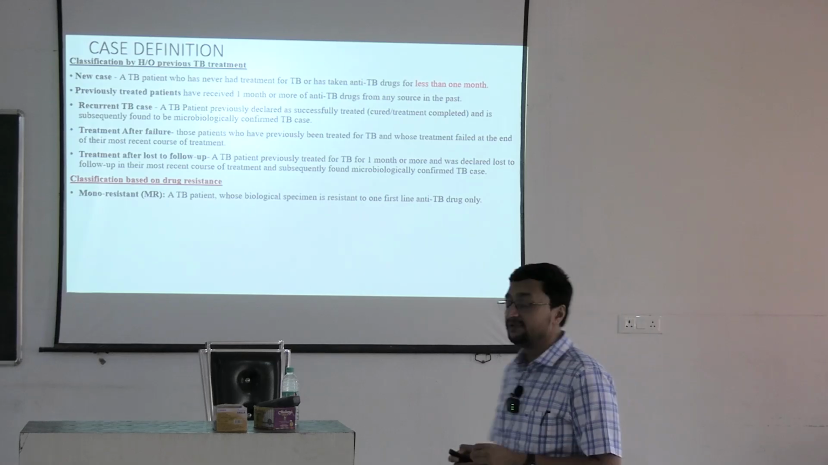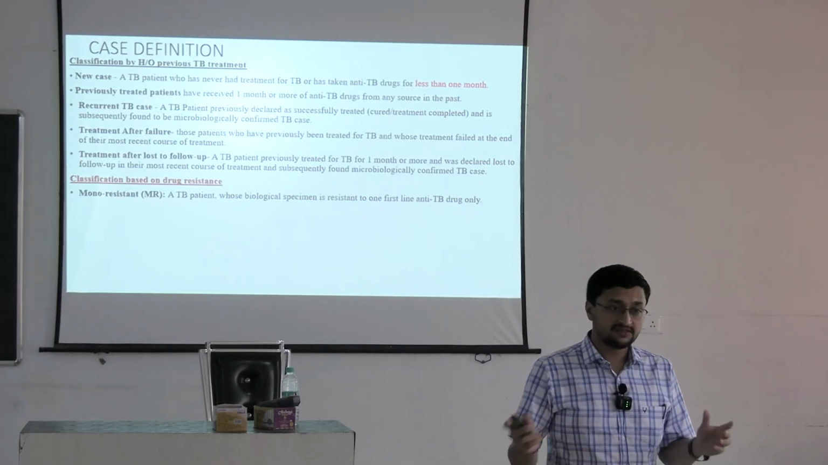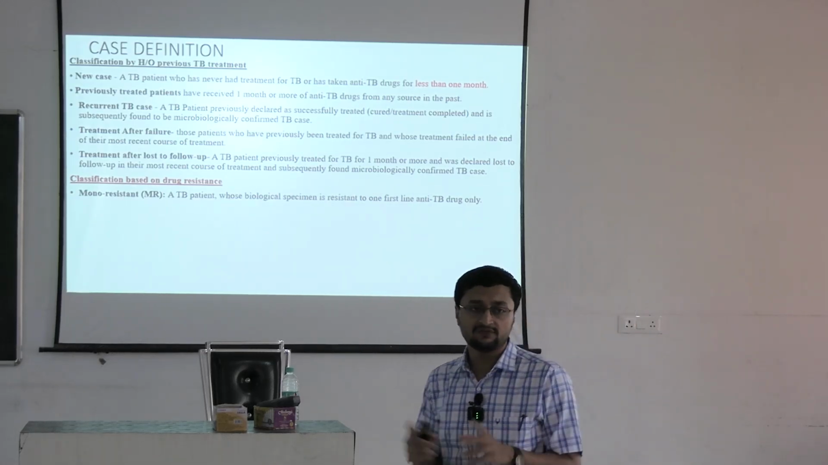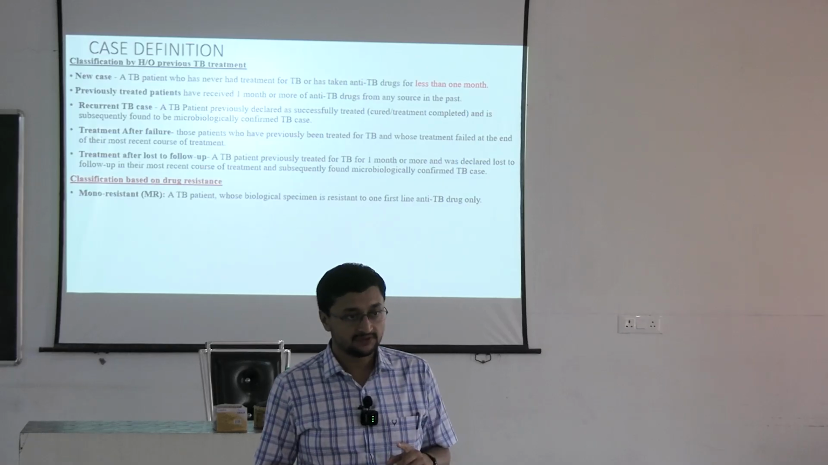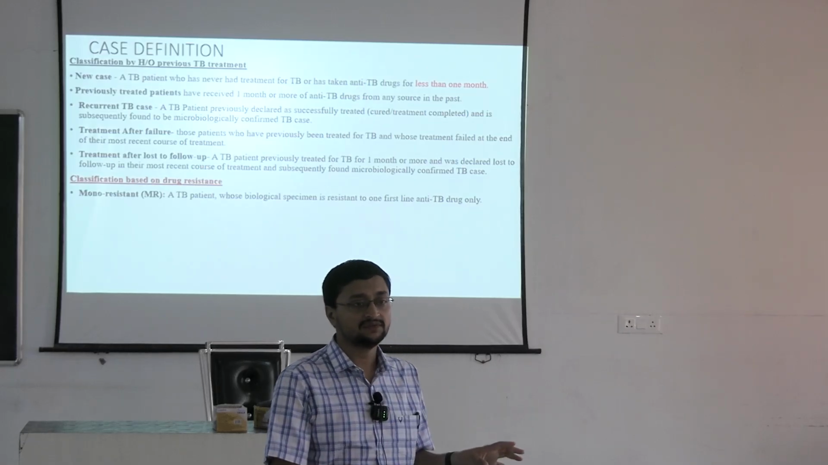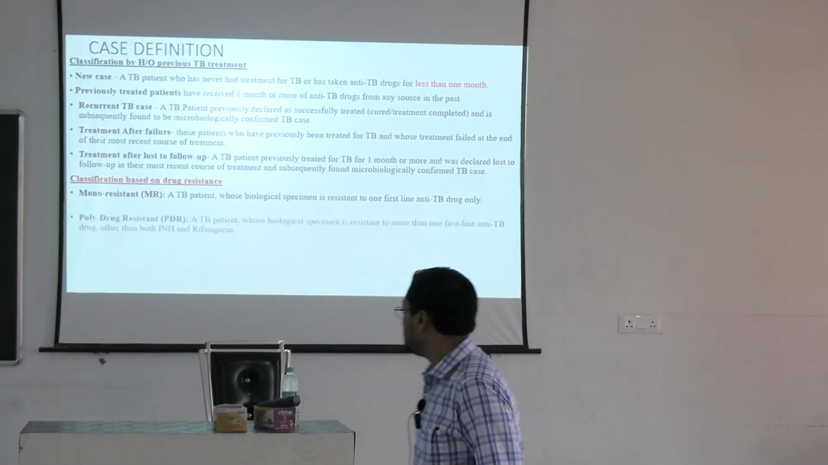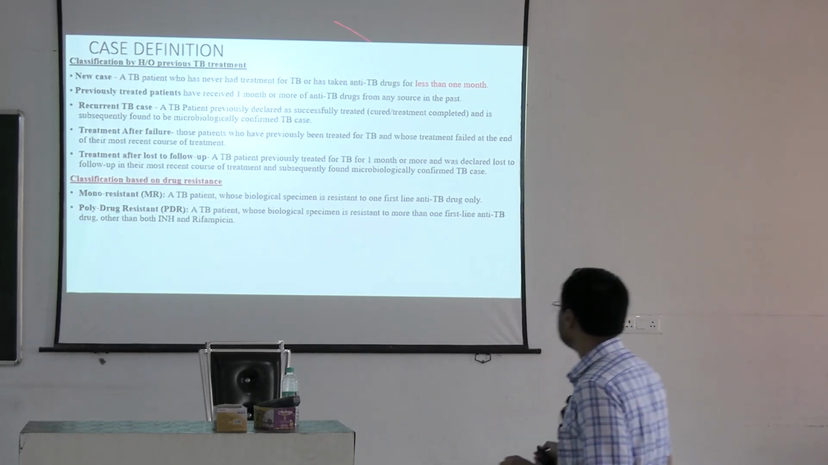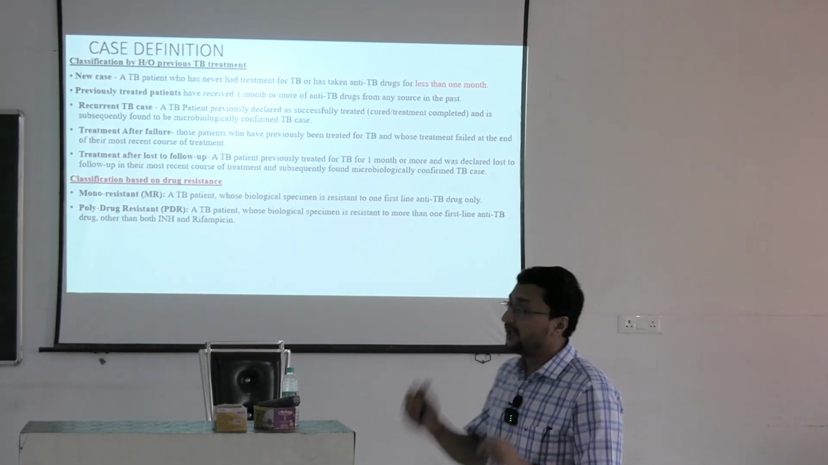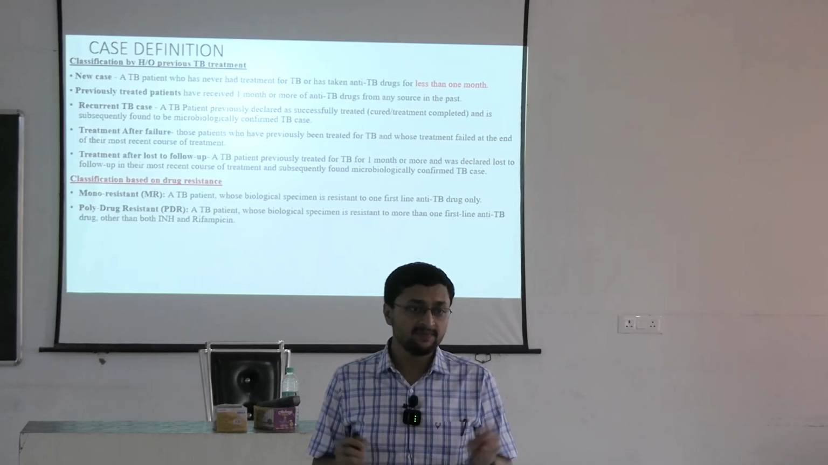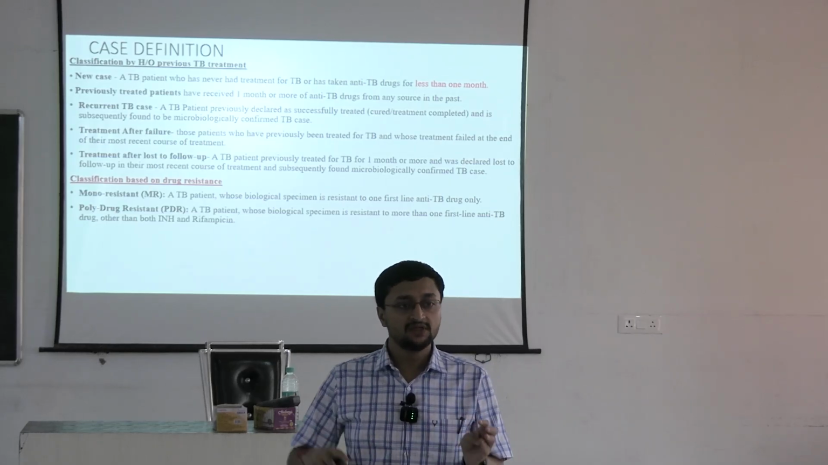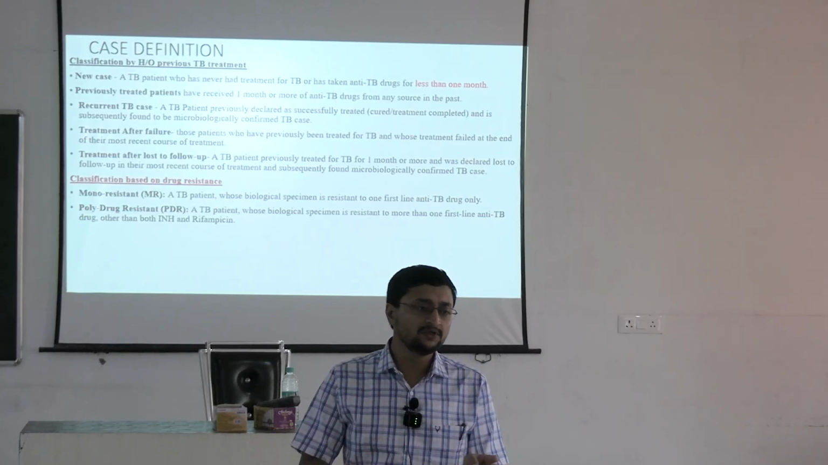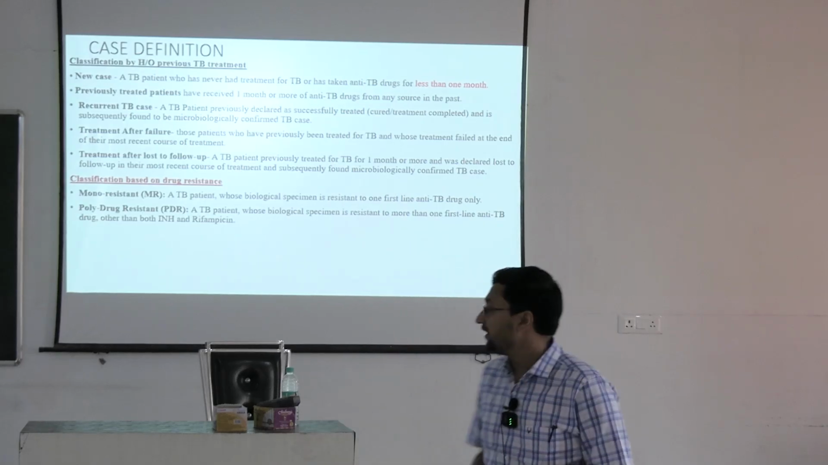And this is a classification based on drug resistance. Mono drug resistant means resistance to any one of the first line agents. Next one is PDR, polydrug resistance. What is polydrug resistance? It means resistance to more than one first line anti-TB drug. Maybe isoniazid and rifampicin, maybe another one, pyrazinamide and ethambutol, maybe this sequence.